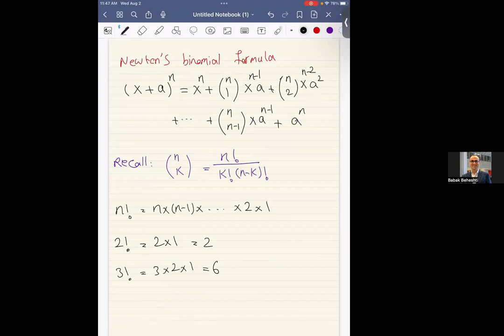Okay. So let me give an example. Let's see what is (x plus a) to the power 4. This is x to the power 4 plus 4 choose 1 times x cubed times a, plus 4 choose 2 times x squared a squared, plus 4 choose 3 times x a cubed, plus 4 choose 4, which is just 1, times a to the power 4.